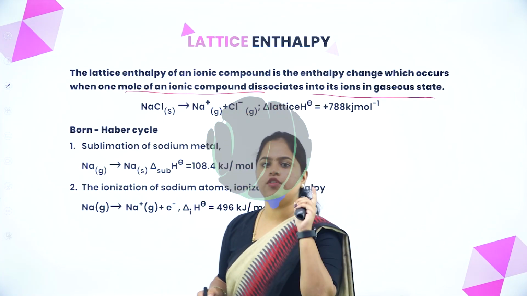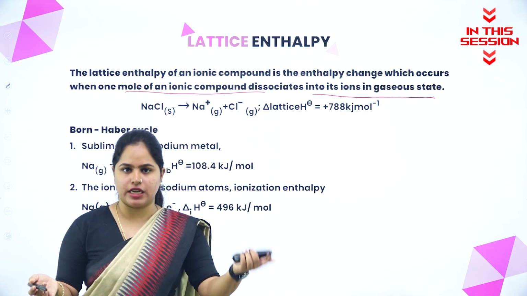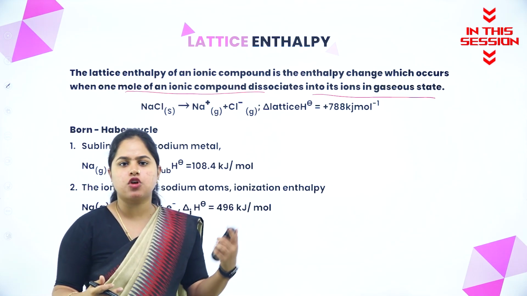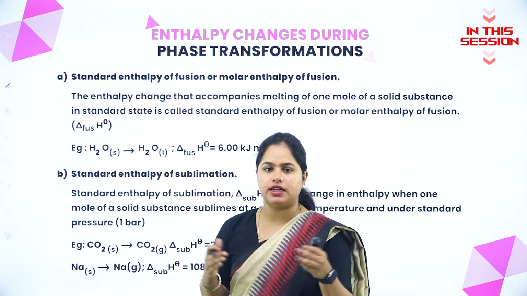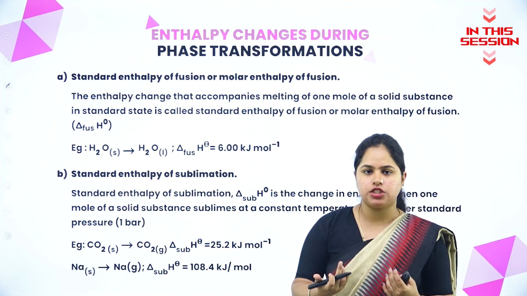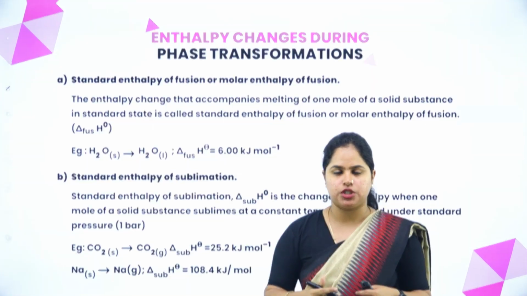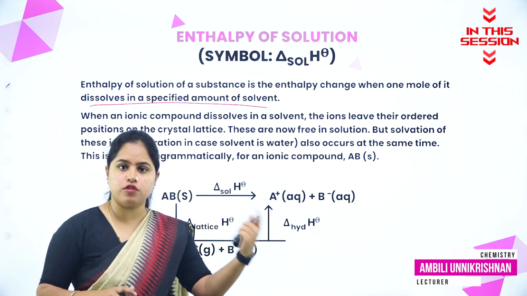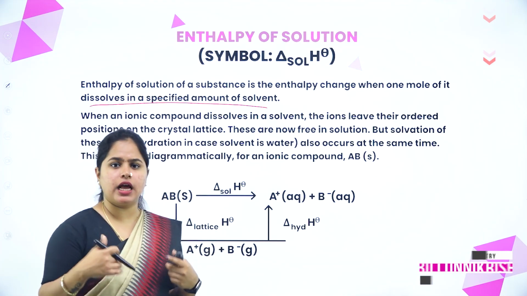When 1 mole of ionic compound dissociates into its respective ions in its gaseous state, how much energy is required for that dissociation? That is called as lattice enthalpy. Phase transformation means from one state to another when it is converting. The enthalpy change associated with it is called as enthalpy change in phase transformation. 1 mole of a substance, when it dissolved in a specific amount of solvent, the enthalpy associated with it is called as enthalpy of solution.